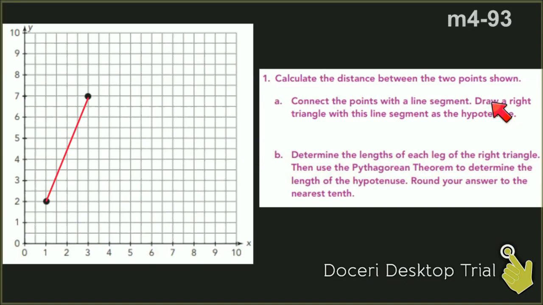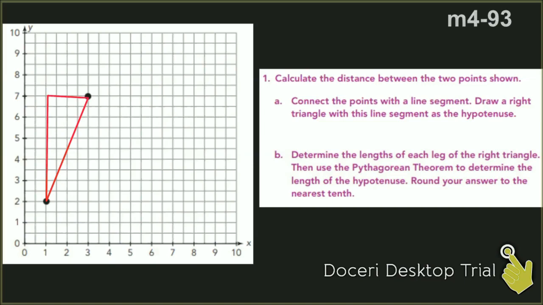The next step says draw a right triangle with this line segment as the hypotenuse. Okay, so what it's saying is if you think back to slope, remember to calculate the slope of a line we count up and then over. That's exactly what you're doing here. We made that triangle. We practiced that a lot. So we're going to count up and count over and draw that triangle. So I'm going to draw mine while you draw yours. I'm going to draw my line up and I'm going to draw my line over. Okay, and I end up with a triangle that looks like this.